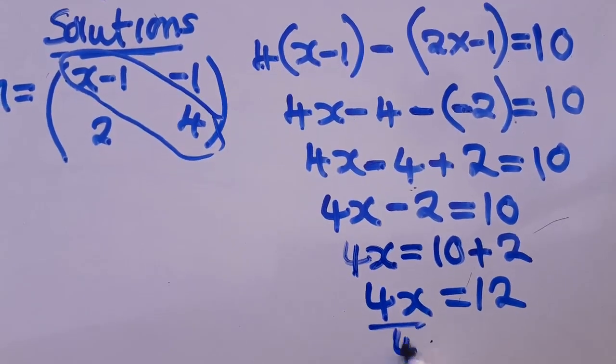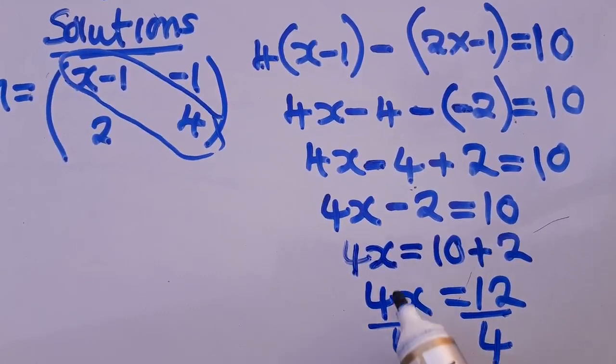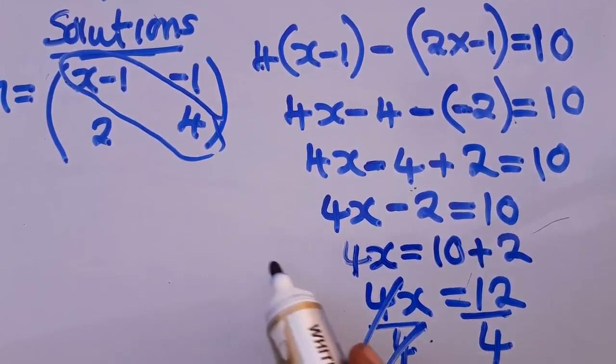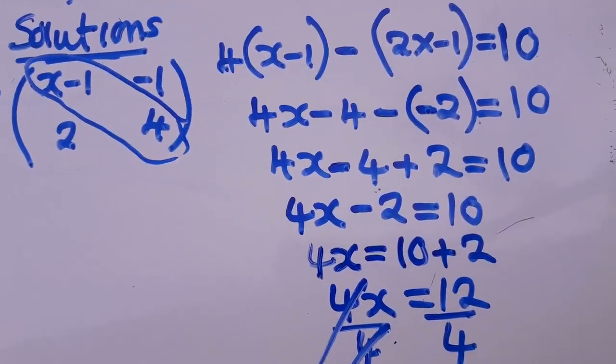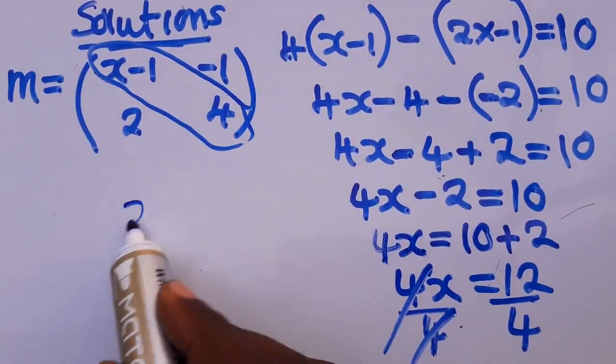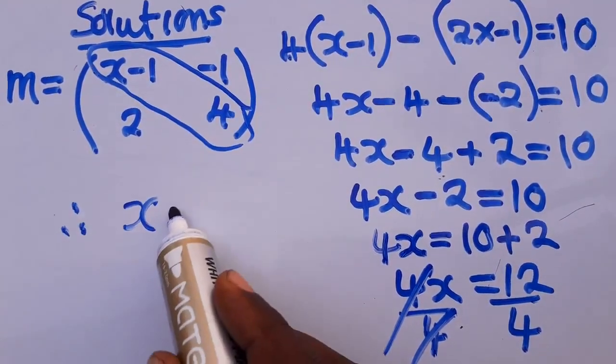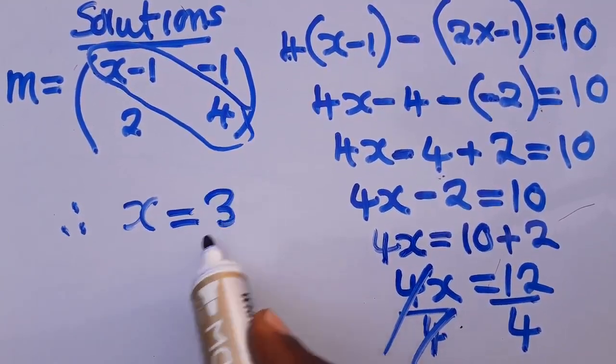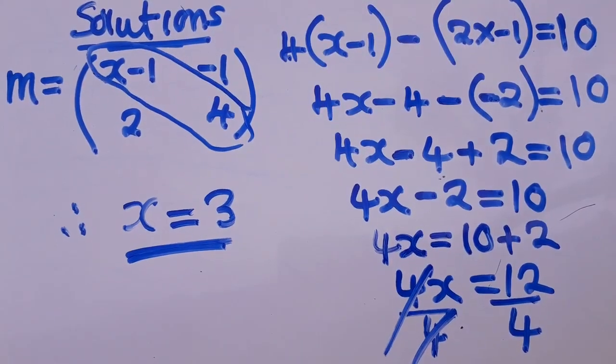You divide both sides by 4. The 4 cancelled. You remain with x. x is equal to what? You just conclude. What is 4 into 12? Therefore, x is equal to what? 3. This is your answer. x is 3. That's how you get to find your x.